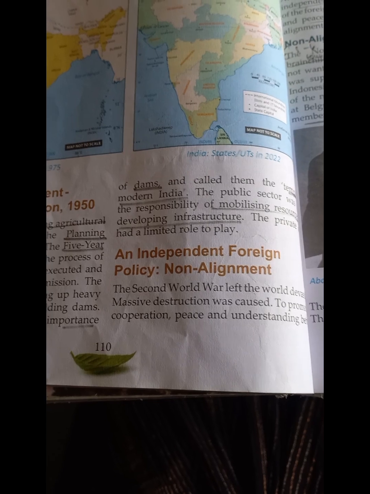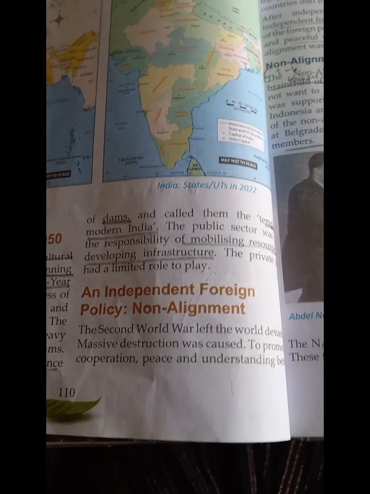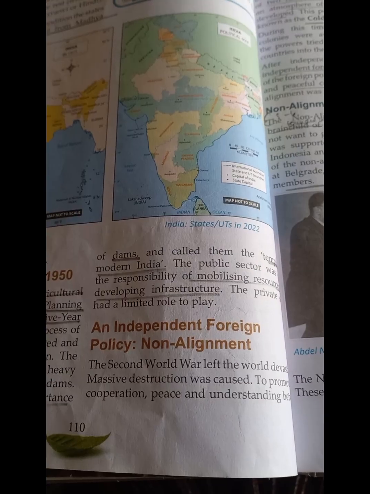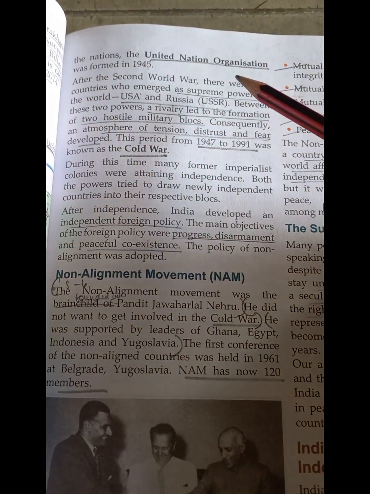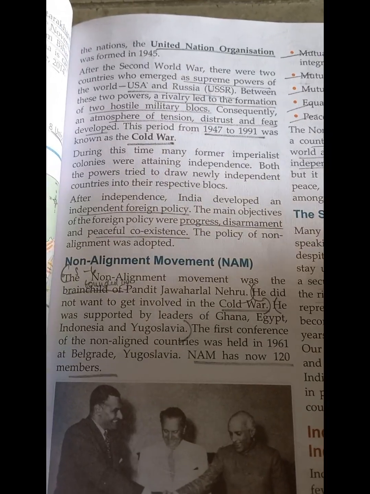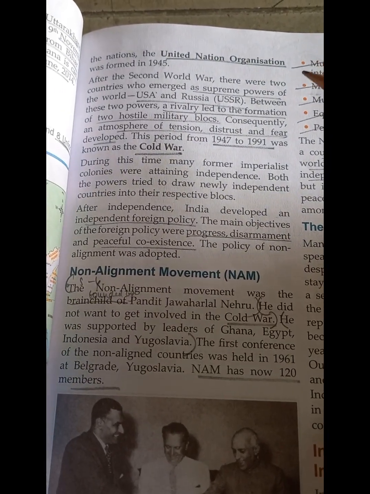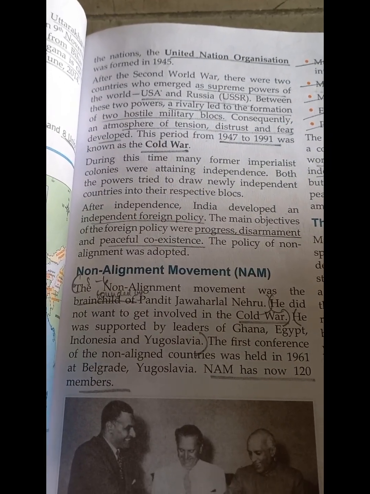An independent foreign policy: non-alignment. Now, after the Second World War, there was major destruction and major chaos. For that, the United Nations Organization was formed in 1945. Now, after the Second World War, two supreme major powers, USA and Russia, had evolved.